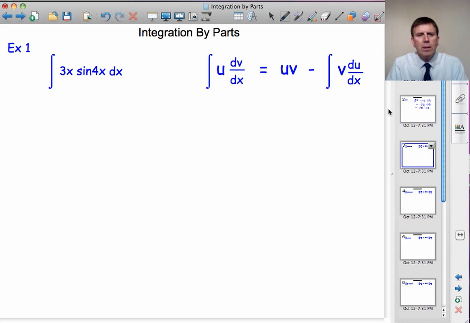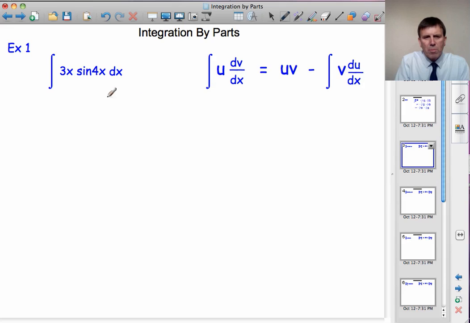Example 1. Integrate 3x sine 4x dx. Now, integration by parts is a very useful technique for integrating products of functions where one is a linear function in x and the other is a trigonometric function or an exponential function or a log function. And what we do is we try to get the expression in this form, u times dv by dx, and then we replace it by this expression on the right, uv minus the integral of v du by dx. Now you could be forgiven for wondering why we'd want to do that at this point, but let's work through this example and you'll see what happens.